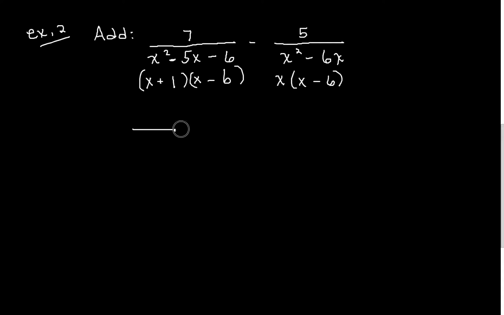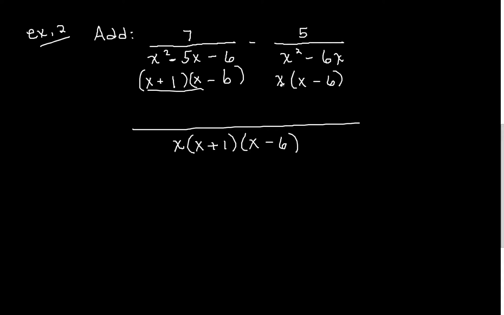Then we look for our common denominator. Well, the first term needs an x plus 1 and an x minus 6. The second term has the x minus 6, but it has an x that this one doesn't have, so we have to add the x. So now all of this is included in the common denominator, and all of this is included in the common denominator. Then we see what's missing. We compare the denominators.